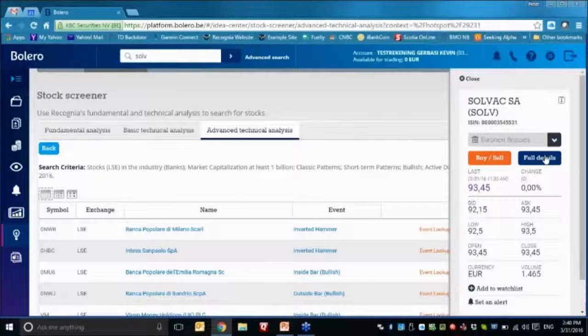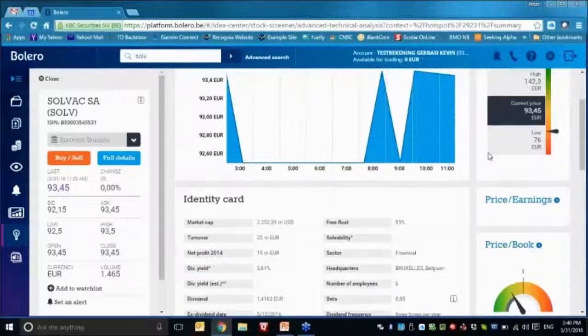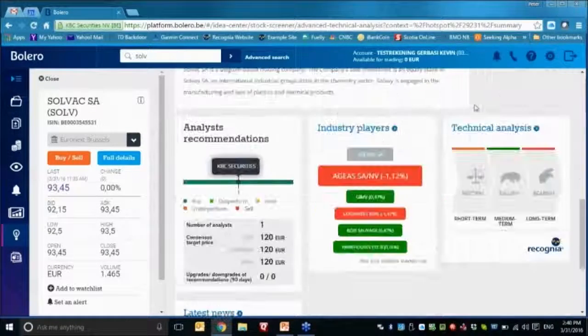If I go to the full details right here, this is going to bring up for me a larger research center for this particular chart. And I'll highlight for you first and foremost, as I scroll down here, there's this technical analysis widget that summarizes what the technical outlook is for this particular stock, Solvac, based on technical analysis. So we're actually saying that in the short term, Recognia sees this stock as being neutral. We see it as being bullish in the medium term, and we see it as being bearish in the long term. And by the way, short term is periods from 2 to 6 weeks. Medium term is periods from 6 weeks to 9 months, and long term is more than 9 months.